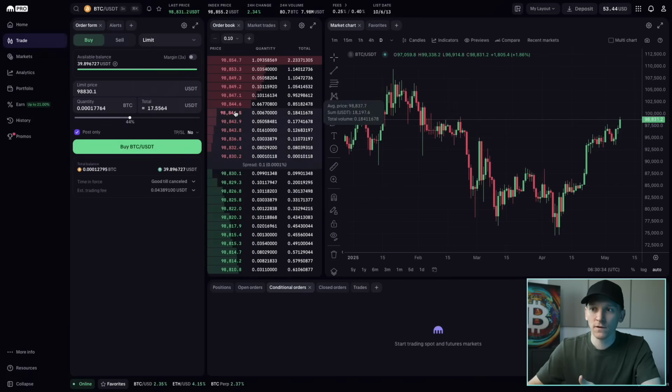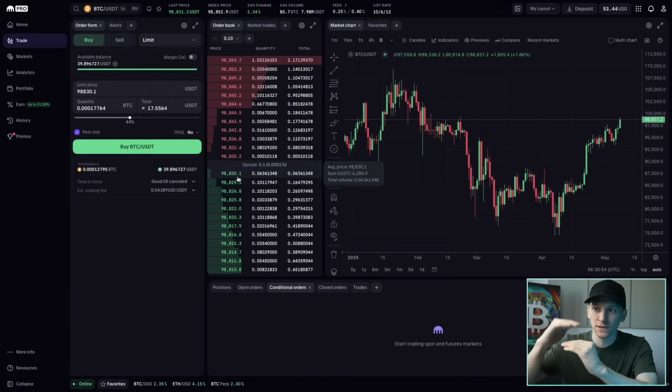These are sellers up at the top. This is the cheapest seller down here, and then the sellers obviously get more expensive. The price gets more expensive as you move up, and that's the amount that they've got on offer. You can see the difference between the best bid and the cheapest offer is 0.1, which is 10 cents. 98,830.1, which is 10 cents. So that's the spread between the highest bid and the cheapest offer.